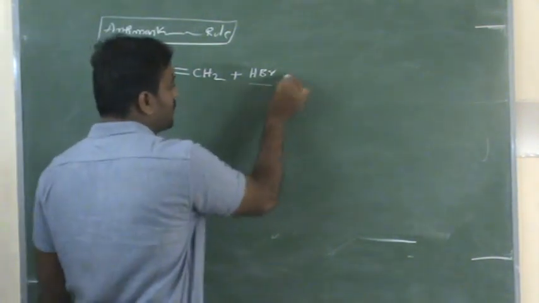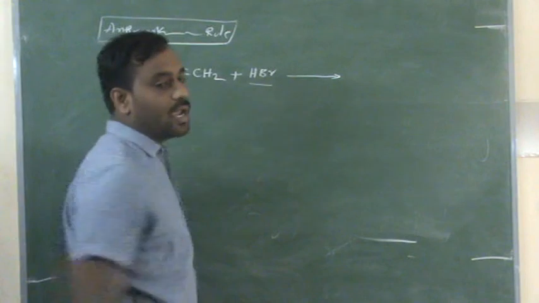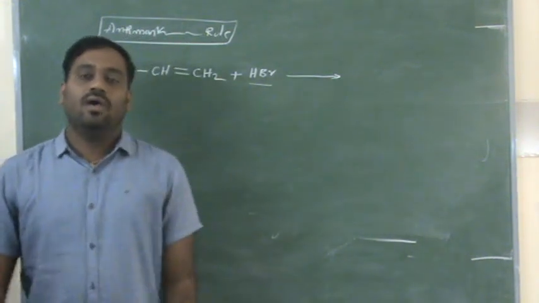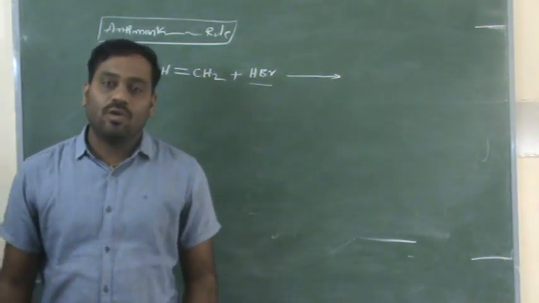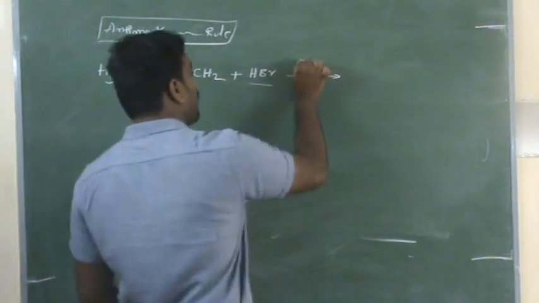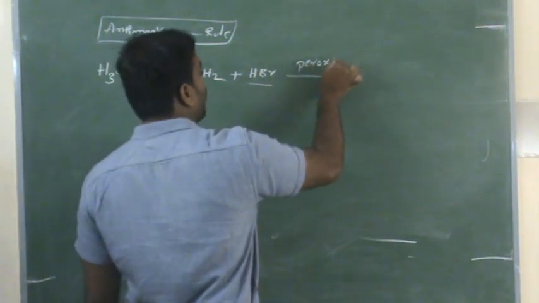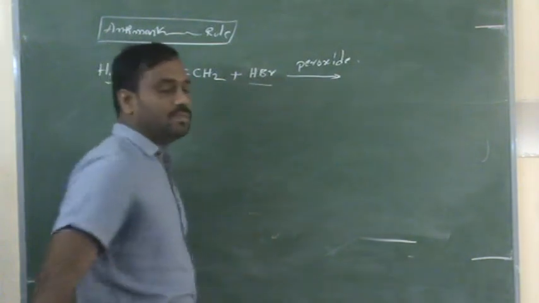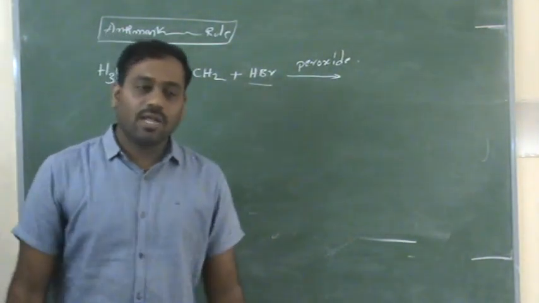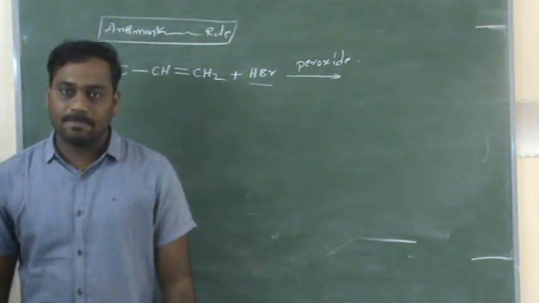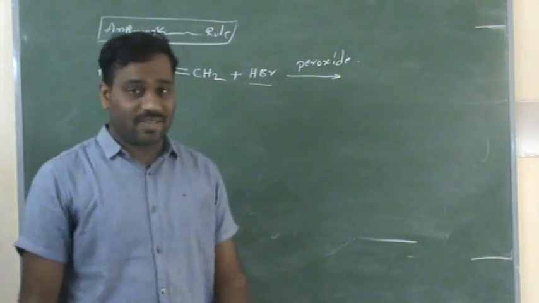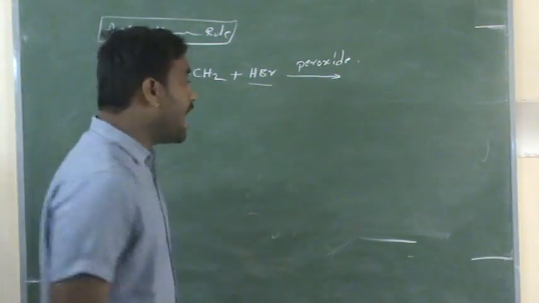So that's why I am taking HBr. But if you want to get or show the anti-Markovnikov rule, you should write on the arrow peroxide. Generally, what type of peroxide can we take here? Generally, some organic peroxides like benzoyl peroxide.